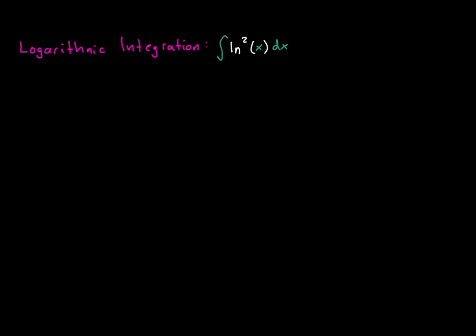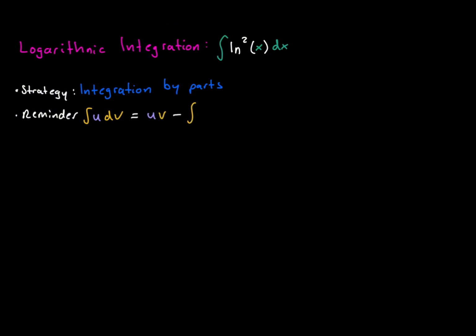We want to compute the integral of natural log squared of x with respect to x. This is not something we can integrate directly, so we use integration by parts. Quick reminder, integration by parts says the integral of u dv equals u times v minus the integral of v du. We use this when one part becomes simpler after differentiating.